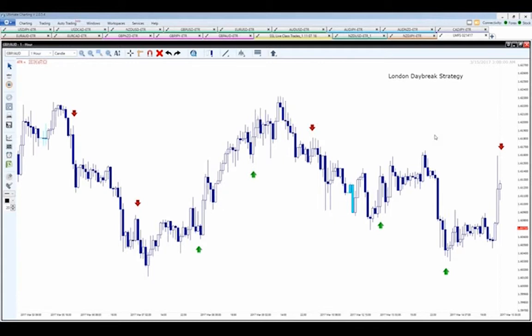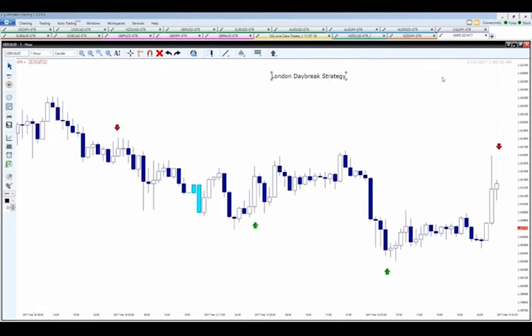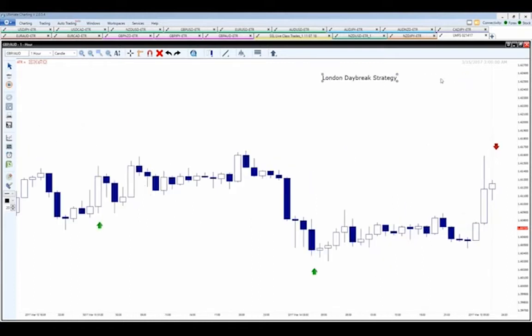So I want to teach you a quick strategy to help take advantage of that directional movement. Let's zoom in right here. We're going to start right here. This is going back just a couple days ago. Let's zoom in nice and tight so everybody can see this.